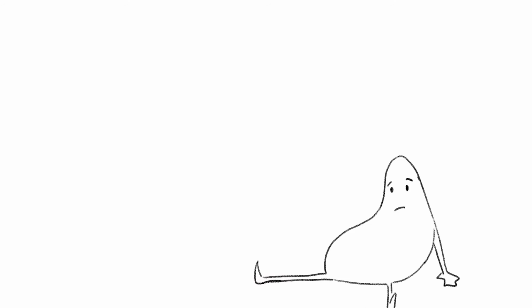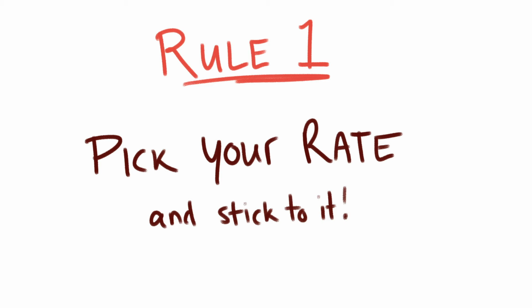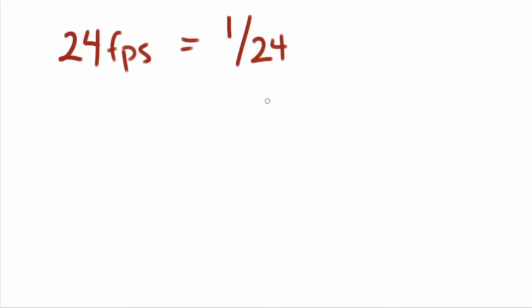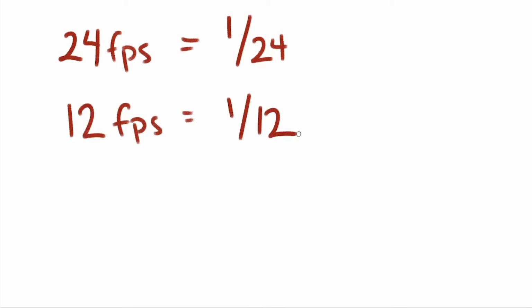Okay, so if you recall, rule number 1, frame rate is constant. So if you pre-decide your frame rate for a project, that's determining how long each single drawing or each frame is going to last. So if you have a project that is running at 24 frames per second, then each frame is being held for 1/24 of a second, right? That makes sense. 12 frames per second is 1/12, right? 1/12 of a second. 8 frames per second.